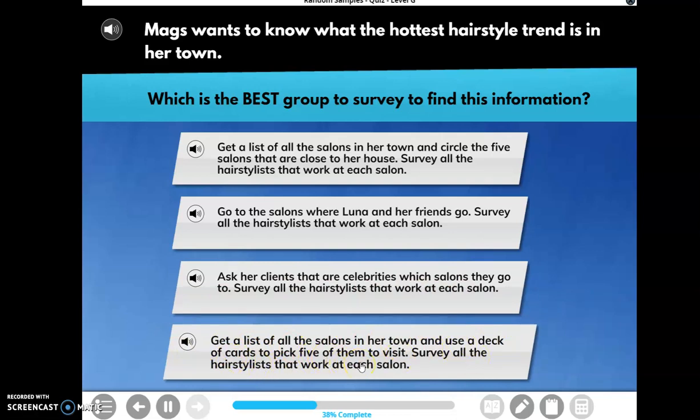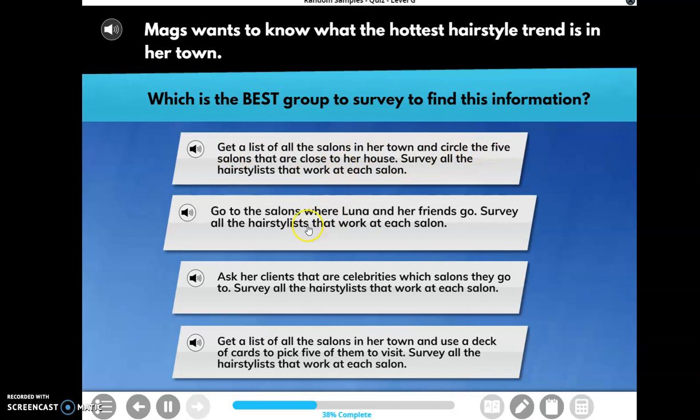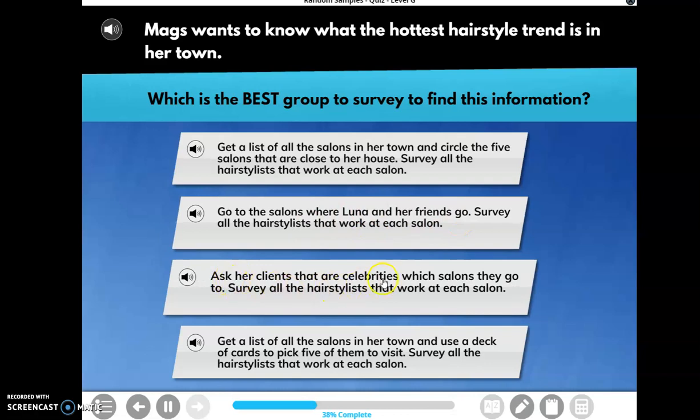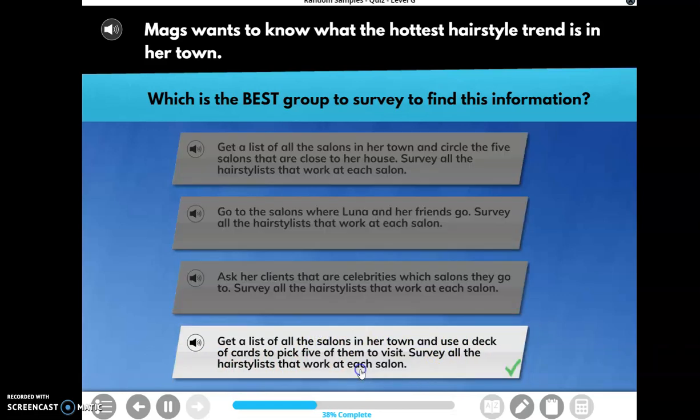So this is not random because they're close to her house. This is not random because it's ones that they go to. This is certainly not random because they're just picking, well, they're randomly picking celebrities, but they might not all go to the ones in the same town. A list of all salons in her town and use a deck of cards. So that sounds pretty random to me. Yep.